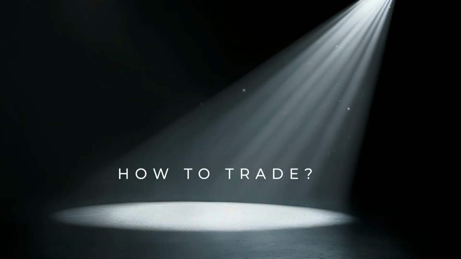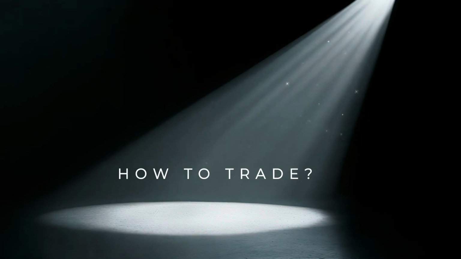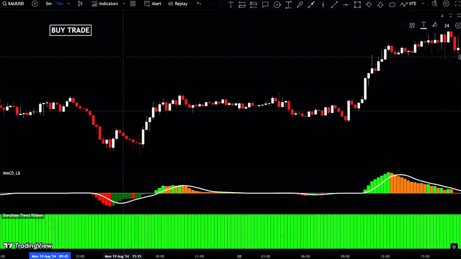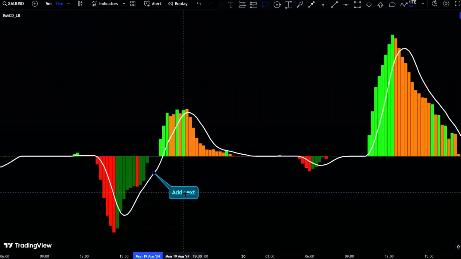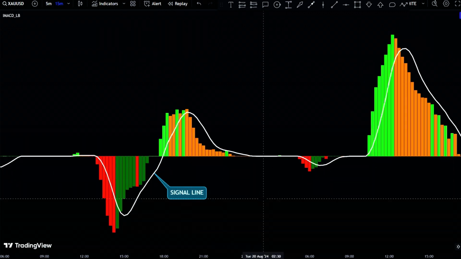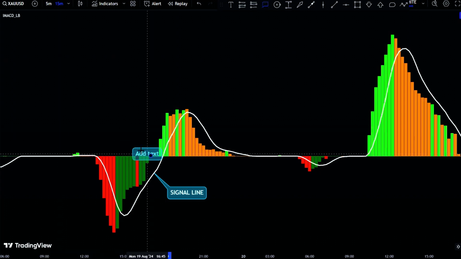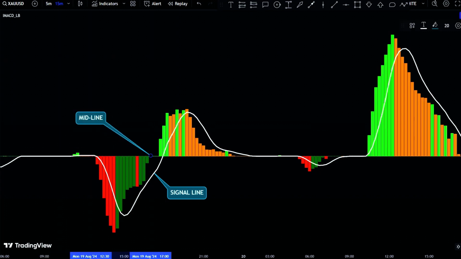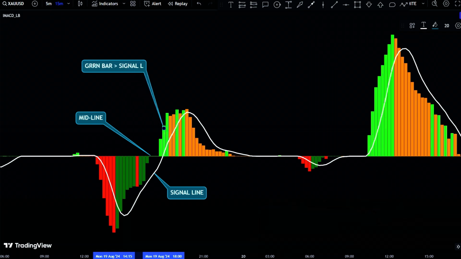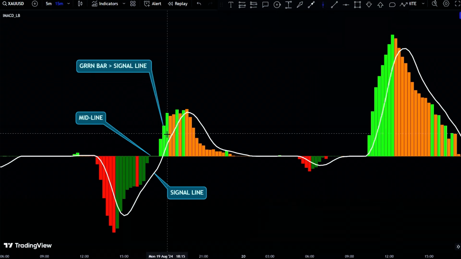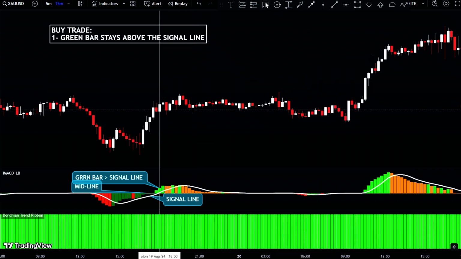Alright, you might be itching to know how to trade with this strategy. This method has a few easy rules that even newbies can wrap their heads around. First off, we gotta focus on the signal line of the Impulse MACD indicator. That's this white line right here. Next, keep your eyes peeled for a green bar that pops up above the midline, which is this horizontal line. The signal bar is the first bar that stays above the white signal line. Once you spot that, draw a vertical line to find the signal candle on the chart. Yep, that's the candle here.